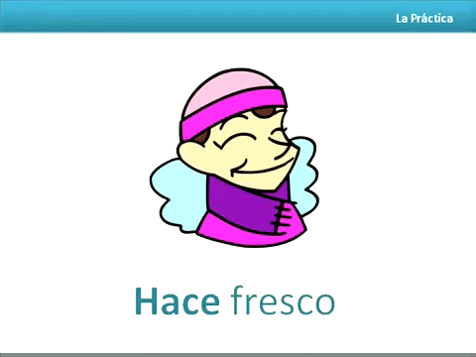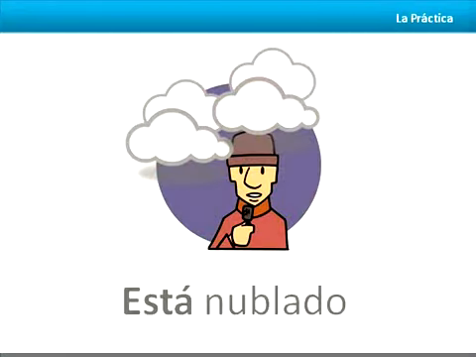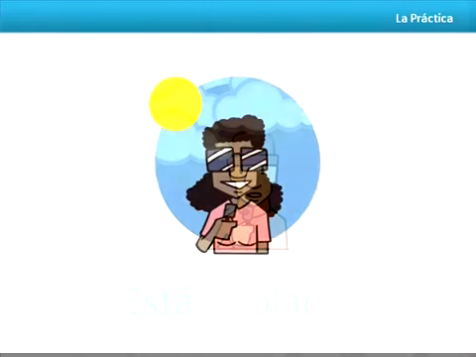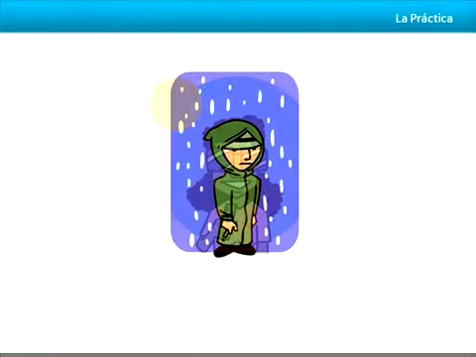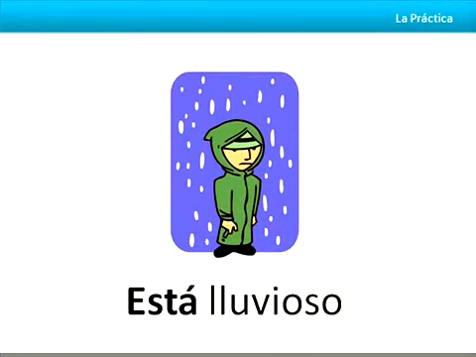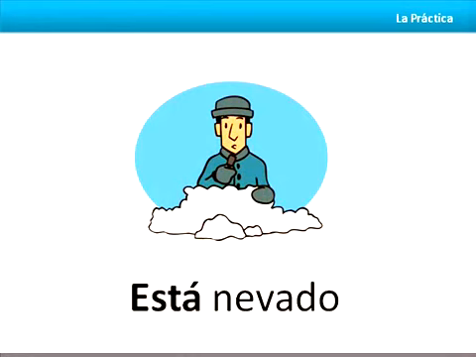Great! Next, let's practice our weather expressions from the verb estar. Está nublado. Está soleado. Está lluvioso. Está nevado.